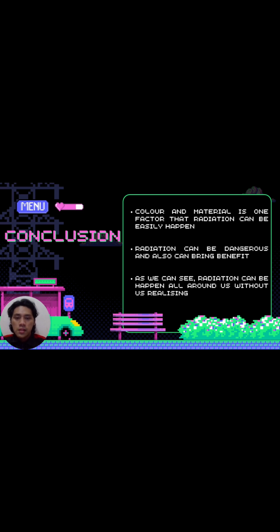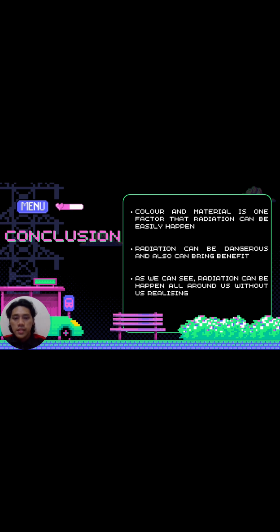The same goes for the material. If we compare an iron and a wooden stick, we know that the iron is easy to heat up since iron has high absorption.